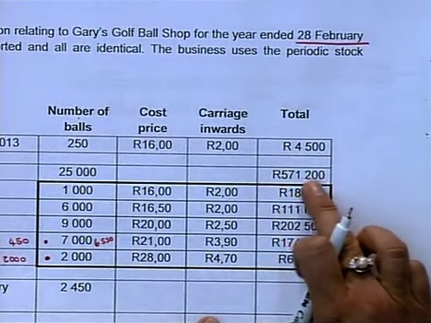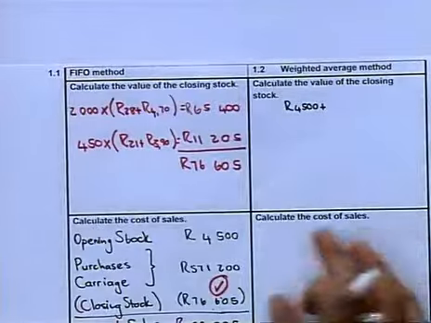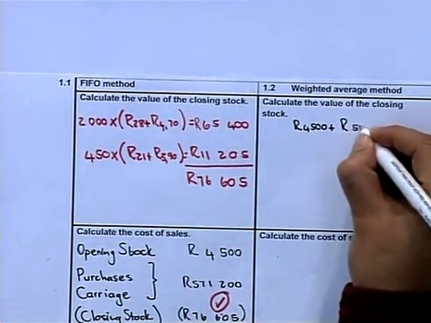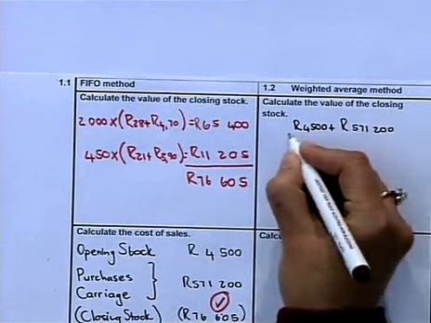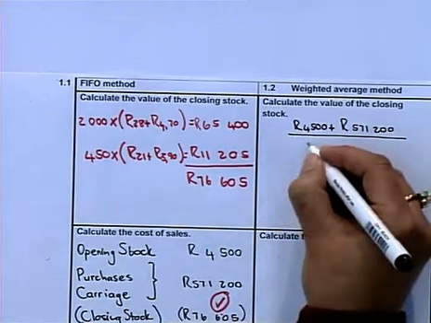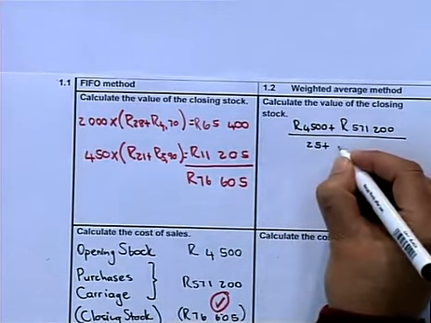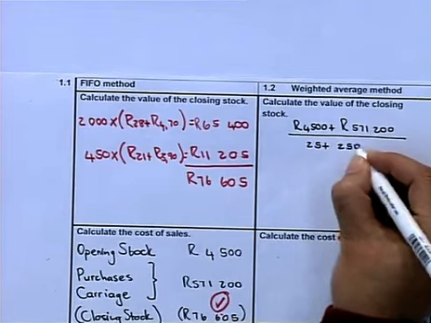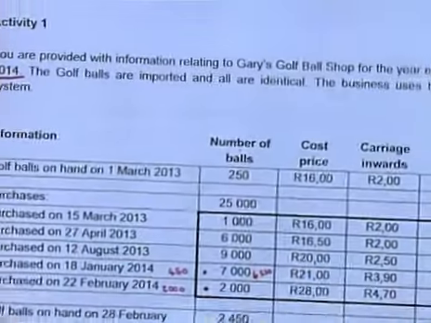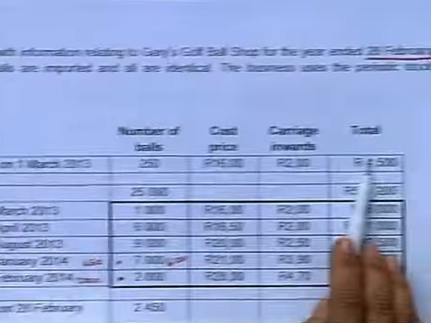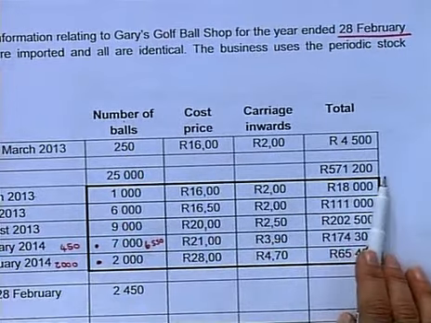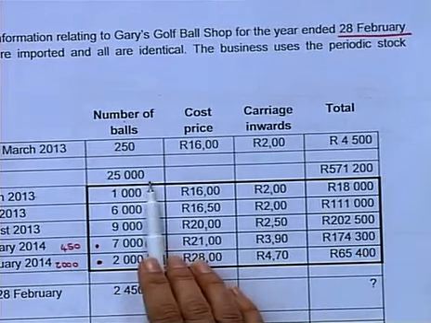And your purchases, total purchases, 571,200. Okay, 4,500 plus 571,200, and that represented a total of 250 golf balls. Okay, make sure you find that information. Remember, 4,500 represented 250 balls, 571,200 represented 25,000 balls.